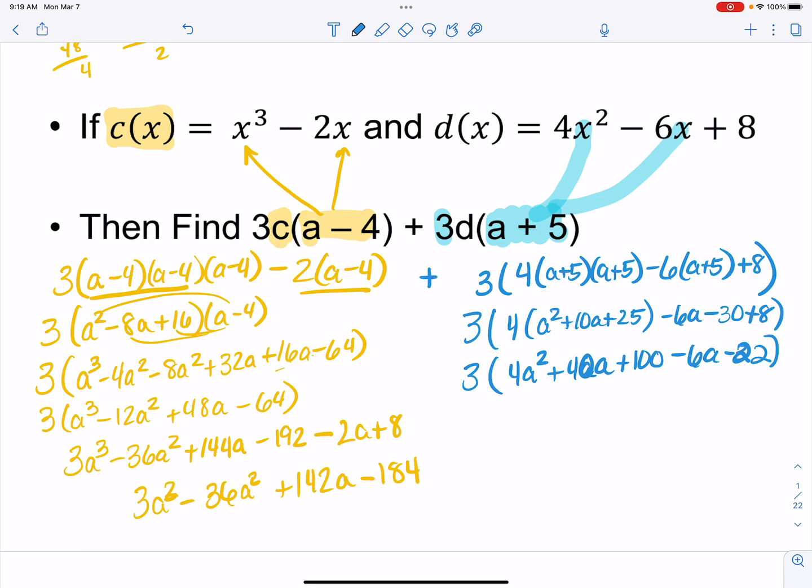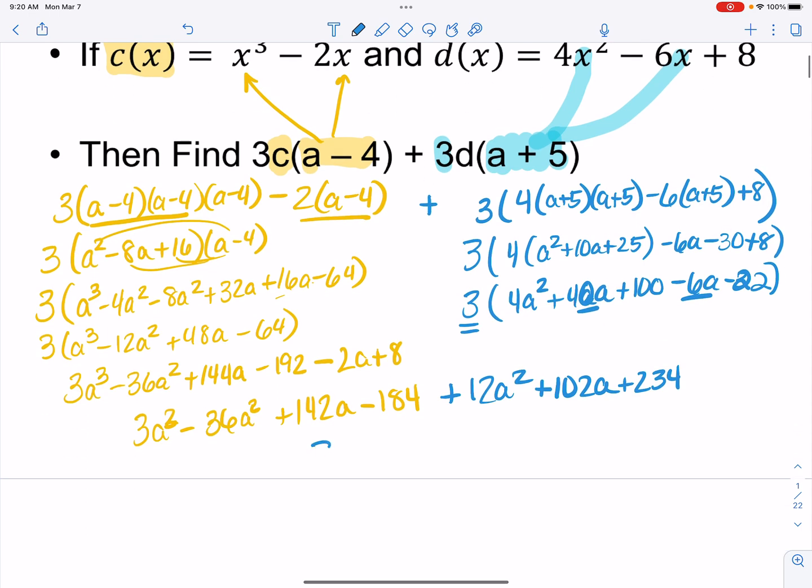Okay, and so I'm going to times by 12, or 3, sorry, and I'm going to multiply, combine like terms. So that's 12a squared. Here's 40 minus 6 is 34. 34 times 3 is 102. Hopefully I didn't do math wrong. And then that 78 times 3, I cannot do 78 times 3 without a calculator. 4, carry the 2, that's 23, 234.